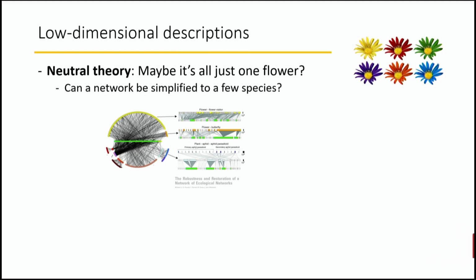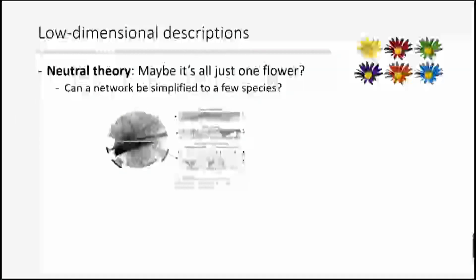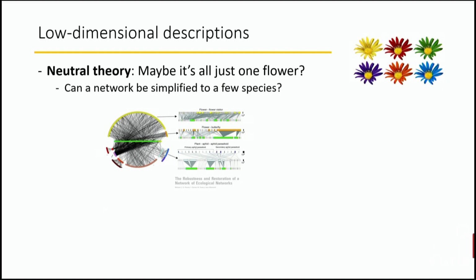And so let me give you a few examples. One of them is known as neutral theory. Well, okay, we said we had 720 species of flowers, but maybe functionally it's like having just one flower of a few different colors. Maybe it's just one flower for every functional purpose. And then if you're colorblind, it's really a much simpler problem of dealing with just one species.